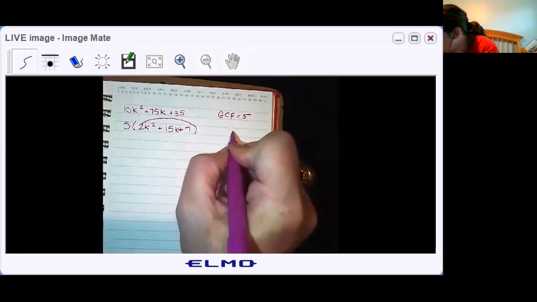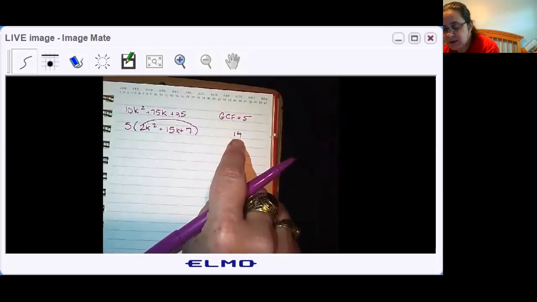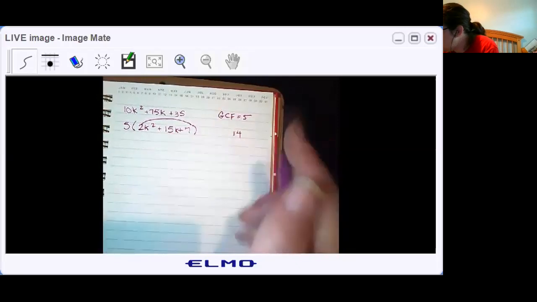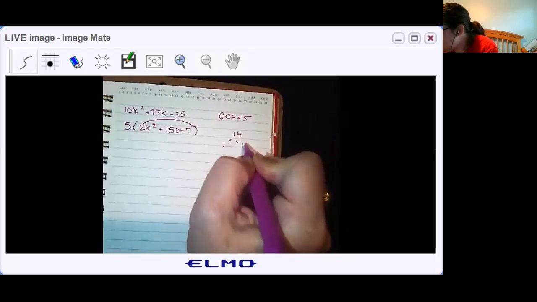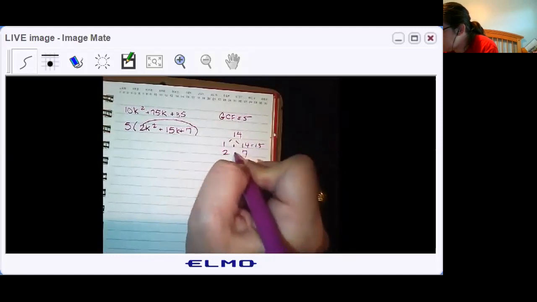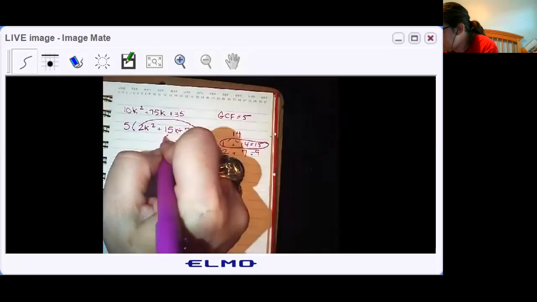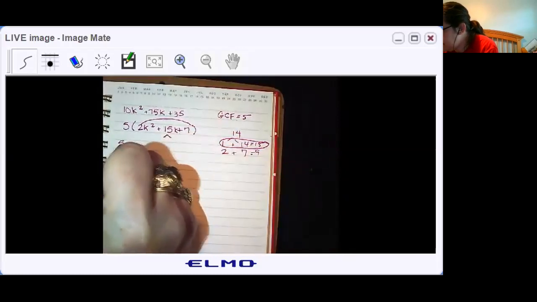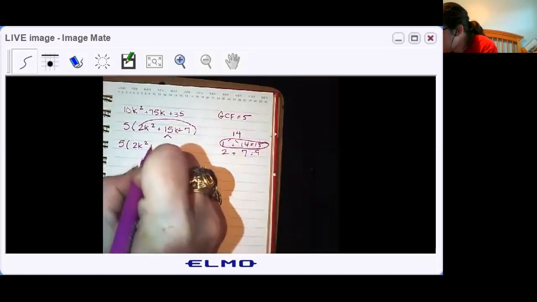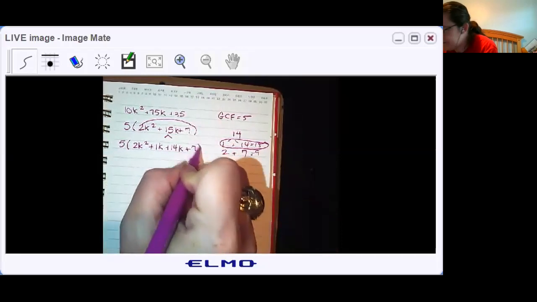2 times 7 is 14. So I want 2 numbers that multiply together to give me 14 and add together to give me 15. Okay? So my possibilities for 14 are 1 and 14 or 2 and 7. 1 plus 14 is 15, or 2 plus 7 is 9. So I'm going to go with this one. So now we're going to break our 15 apart. This becomes 5 times the quantity, take k squared plus 1k plus 14k plus 7.